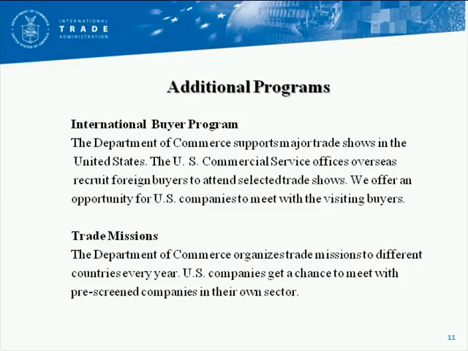Throughout the year, international buyers come to the United States. You can meet with them in the U.S., be it Las Vegas, Orlando, Chicago, Atlanta, doesn't matter. There are different cities in which we are holding International Buyer Program events. These are at a particular trade show, and our offices overseas recruit foreign buyers to attend the shows.